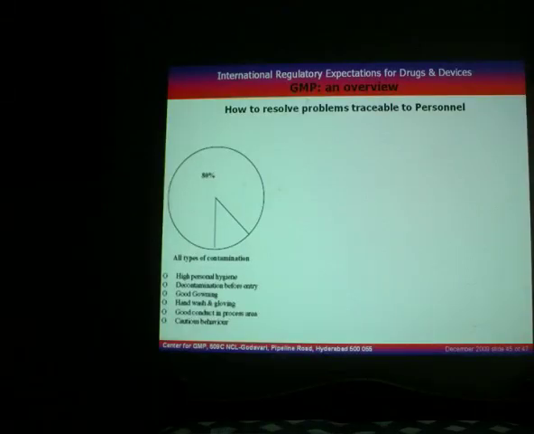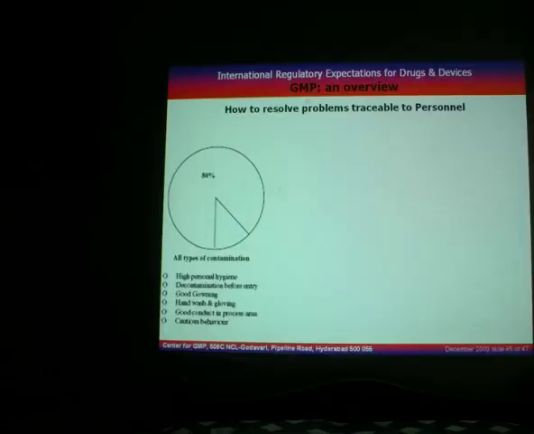So, how do you prevent such things, or at least minimize the risk of your introducing contamination into your product? First of all, high personal hygiene, which luckily in India, almost everybody is very high on. Then decontamination, thorough decontamination before you enter the critical area. The decontamination protocol should be adhered to as a religion.